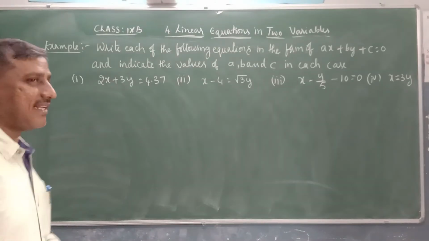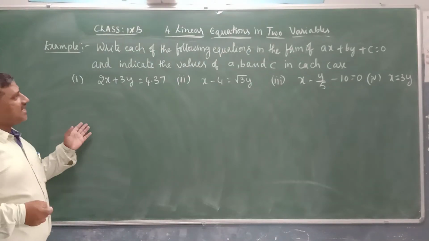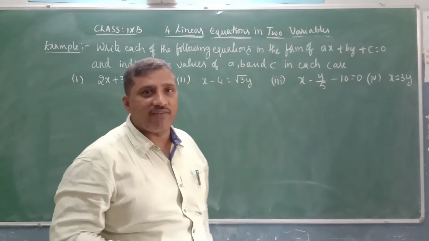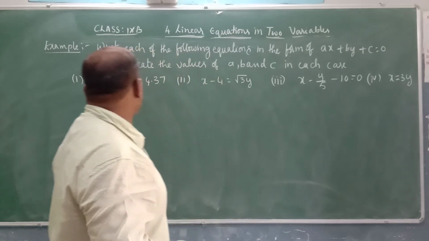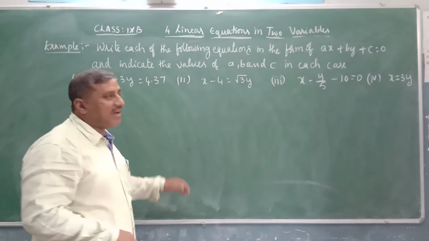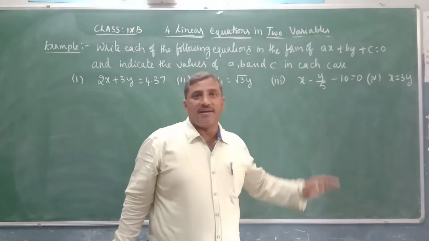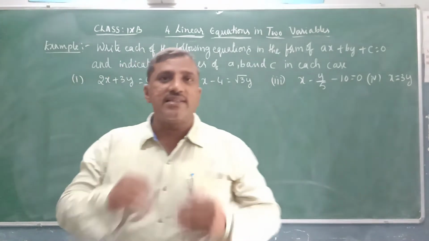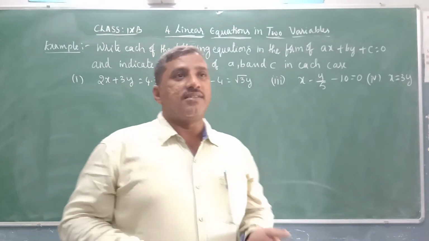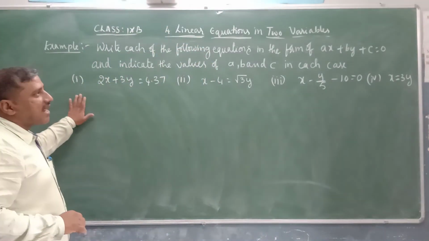Now we'll discuss an example. Write each of the following equations in the form ax plus by plus c is equal to 0 and indicate the values of a, b and c in each case. It means the given equations are not in the standard form of linear equation in two variables. Then we have to write them in the standard form.